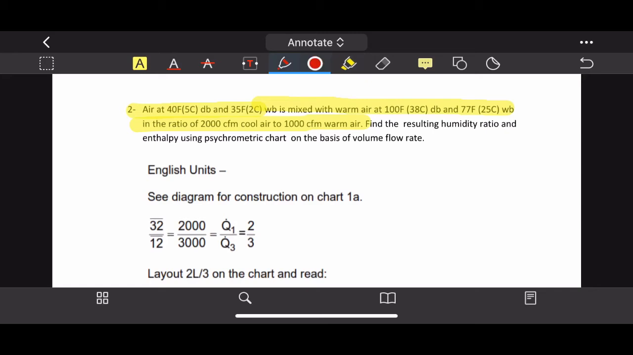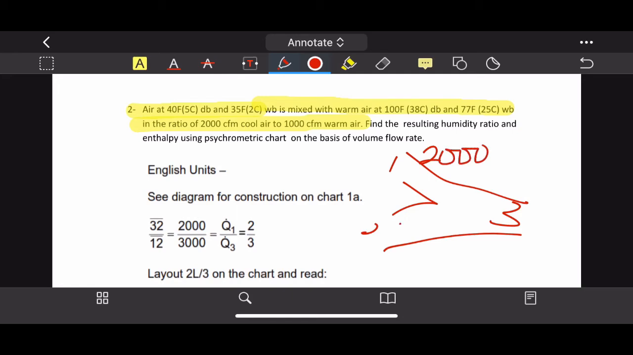So technically, if I can draw a diagram like this: 1, 2, 3. If this is 1, the cool air is 2000 CFM. The warm one will be 1000 CFM. So it mixes: MA1 plus MA2 equals MA3. Find the resulting humidity ratio and enthalpy using the psychrometric chart on the basis of volumetric flow rate. So you are not going to use the equation, but use the psychrometric chart.